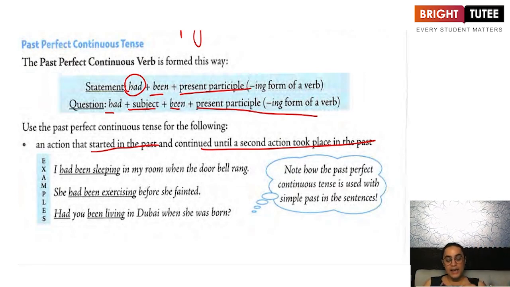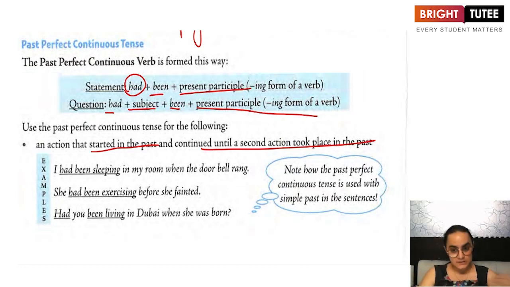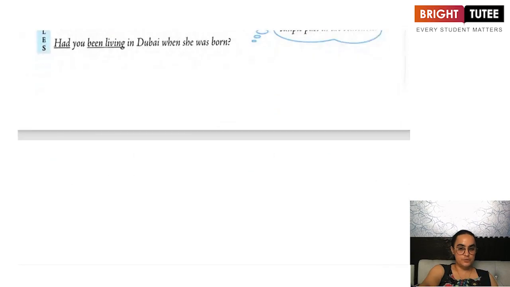She had been exercising before she fainted. So, she had been exercising before what happened? Before she fainted. Had you been living in Dubai when she was born? So, the second action took place, and at the same time, the first action had already started in the past. This is the first use of the past perfect continuous tense.